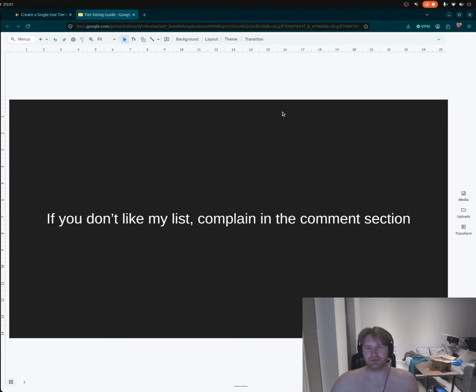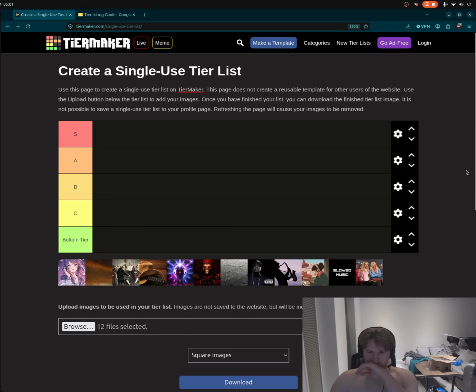And also, if you don't like my list, complain in the comment section. Right, let's go. So the goal is to rate most popular music types based on how good they are to study with. So we're going to go left to right here. Our tier list is S, A, B, C, and bottom tier, which means that our aim is to have most of our content in B tier.